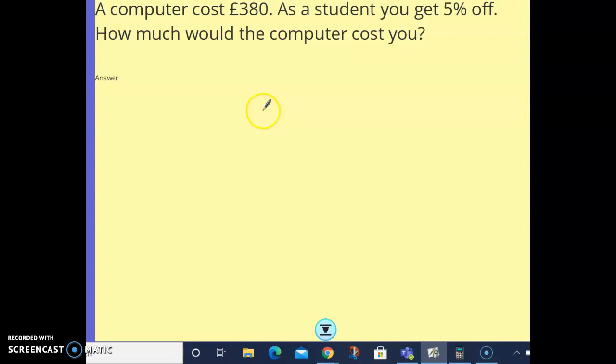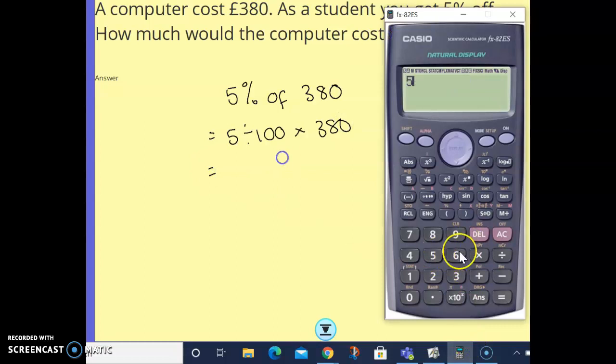Okay, next question. A computer costs £380. As a student, you get 5% off. How much would the computer cost you? Very similar to the first one. We want to start by doing 5% of 380. Percent means out of 100, so we're dividing by 100, timesing by 380. Our calculator out again. 5 divided by 100 times 380 is 19.